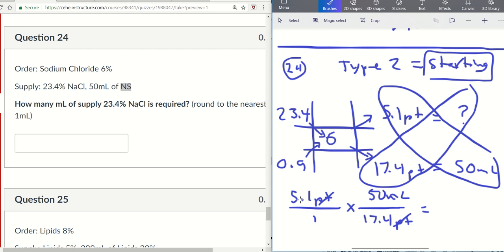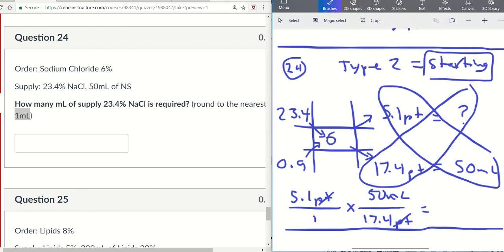5.1 times 50 divided by 17.4. I think you forgot to divide by 17.4. Are you rounding on this? Yeah, round to the nearest ml.